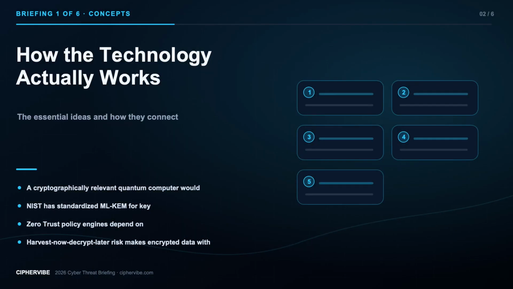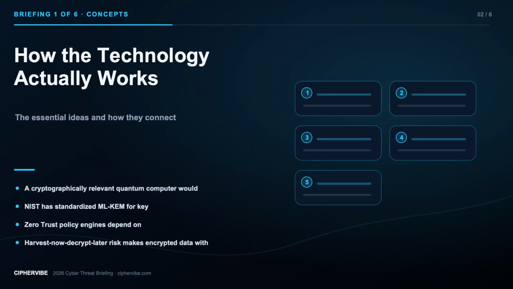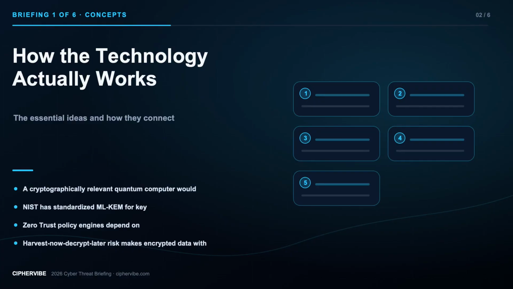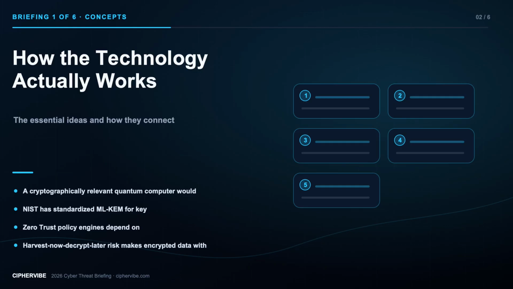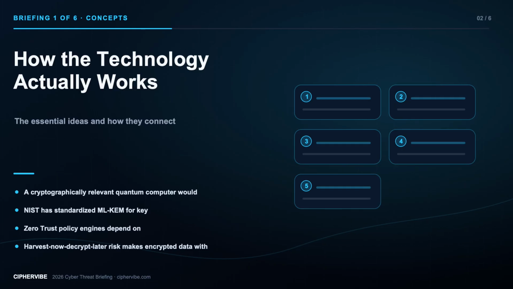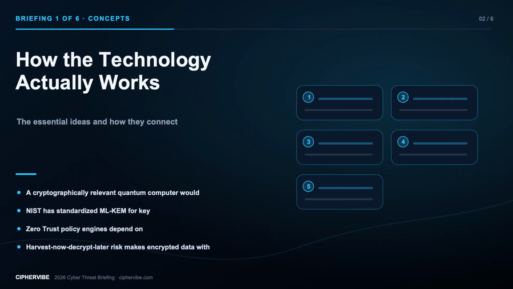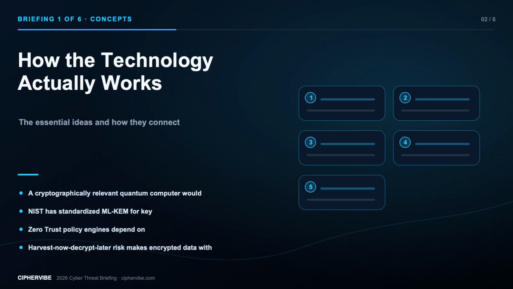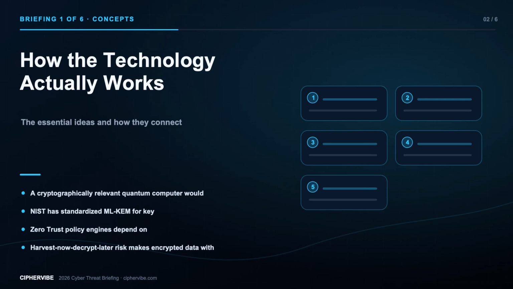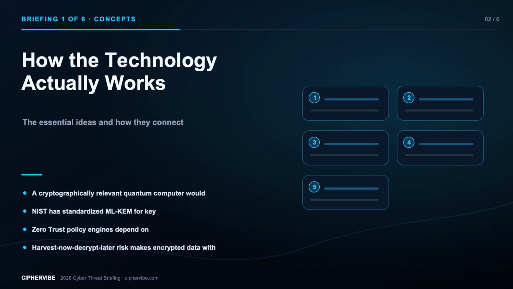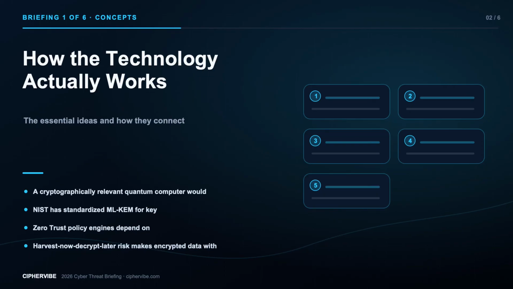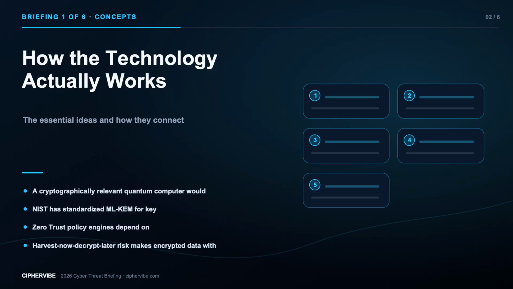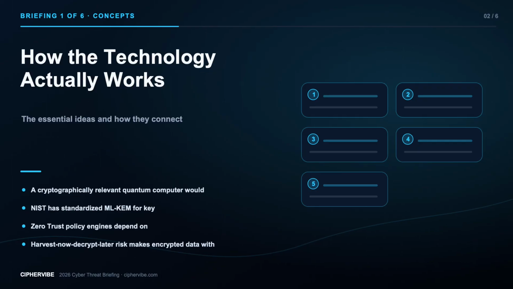Start with 4 concepts that provide the vocabulary for post-quantum cryptography and zero trust in 2026. First, a cryptographically relevant quantum computer would threaten RSA, finite field Diffie-Hellman, elliptic curve key exchange, and common digital signatures, while symmetric cryptography is affected differently. Second, NIST has standardized ML-KEM for key establishment, ML-DSA for general-purpose signatures, and SLH-DSA as a stateless hash-based signature option.